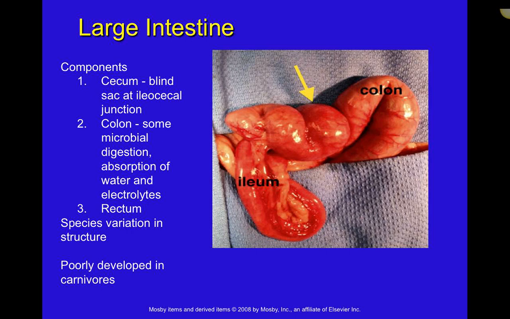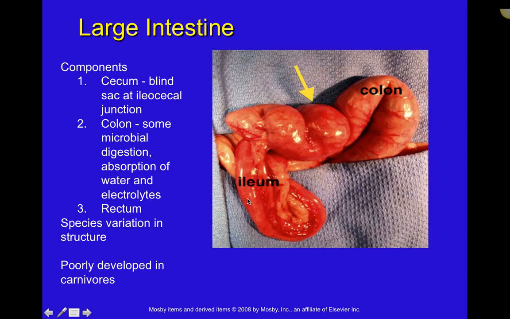So the cecum is a blind sac at the ileocecal junction, and what that means is it's literally just a little sac that hangs off the large intestine. Food can go into it, and then it comes back up to the opening of the cecum and works its way down through the colon.